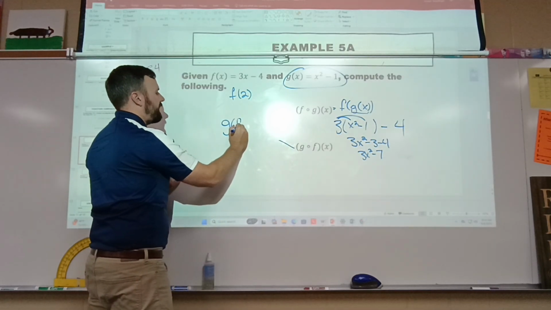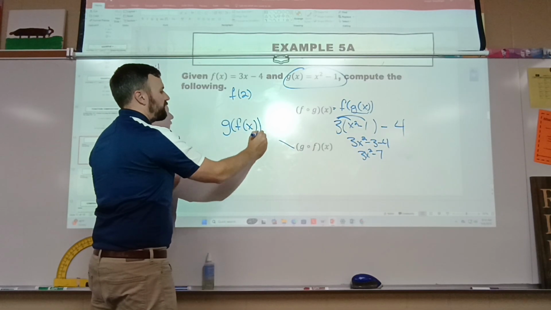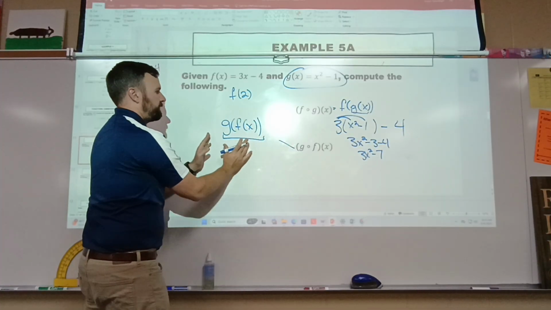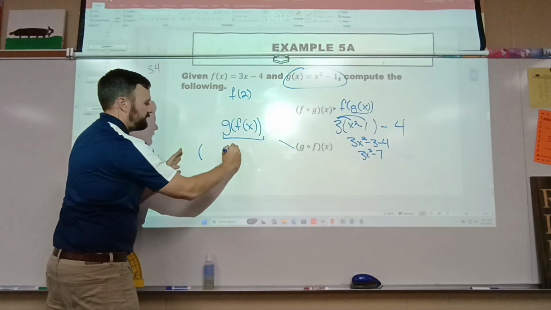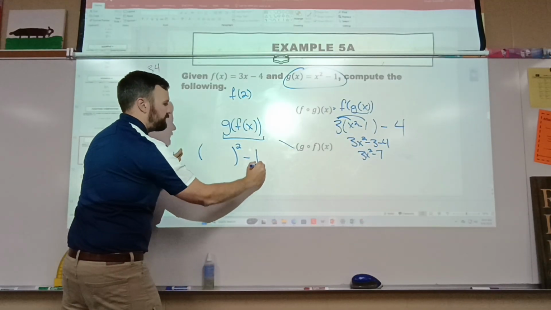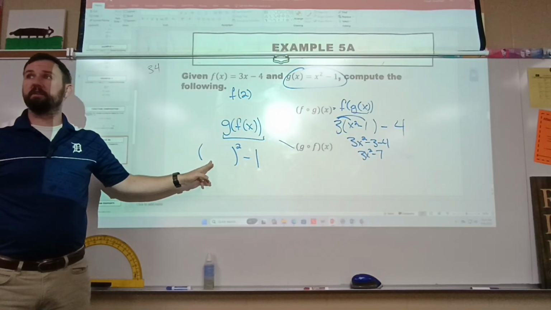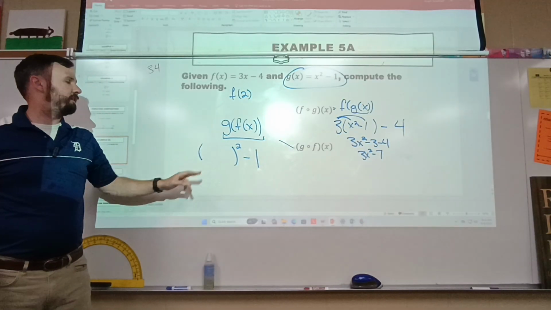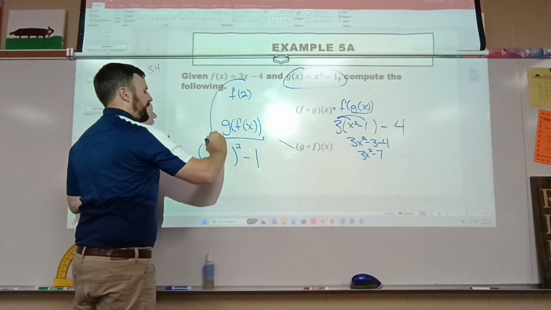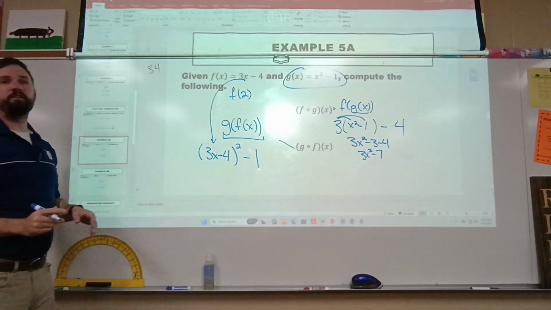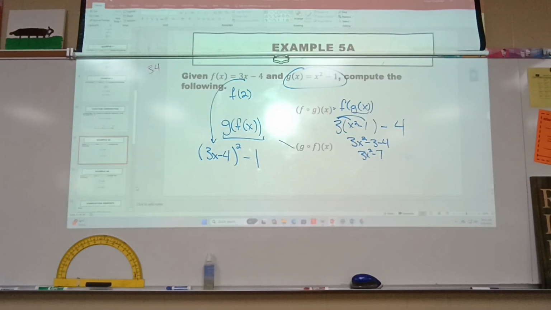This one, though, is g of f of x. So I go from inside to outside, but I'm going to start with my outside. g of x says something squared minus 1, right? Whatever's inside that, I put in here. It could be anything. What do I plug inside there? f of x. You could distribute that out and FOIL it out, but that will actually work. That's a function inside of a function, right?